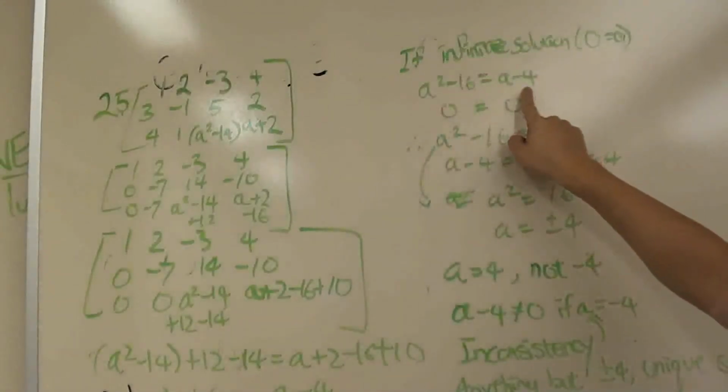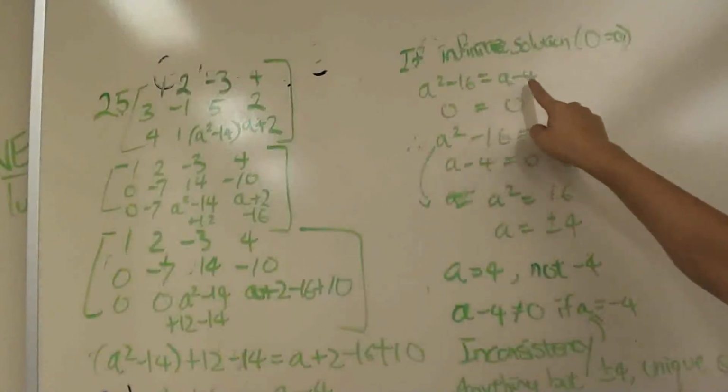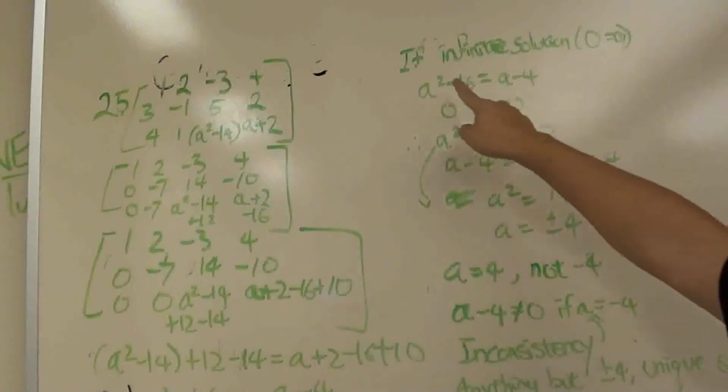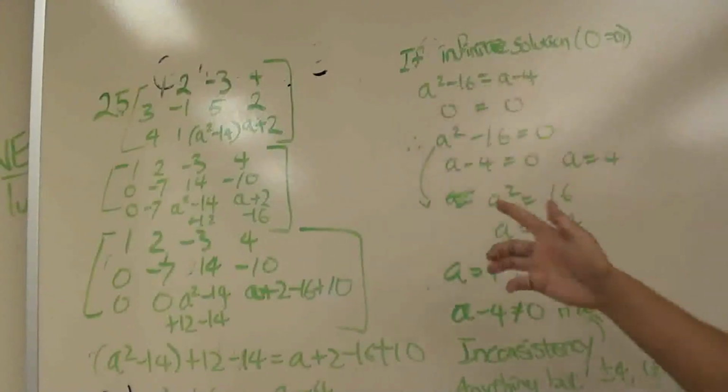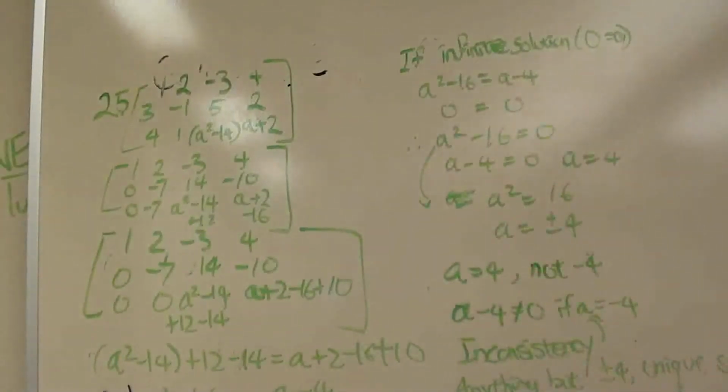Perfect. Here, though, look at it. A minus 4, right? So if A is negative 4, negative 4 minus 4 will give you negative 8. 0, negative 8. Classic inconsistency situation, right? So if you choose negative 4 as A, then it's going to cause inconsistency, whereas 4 will give you infinite solutions.